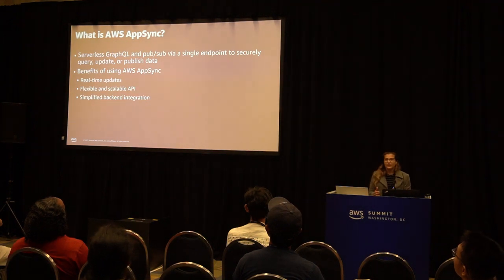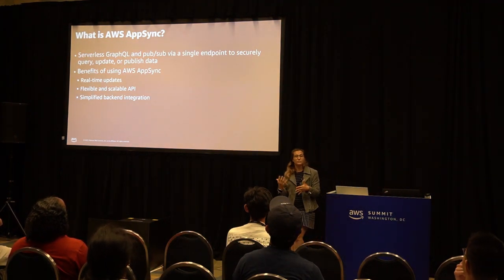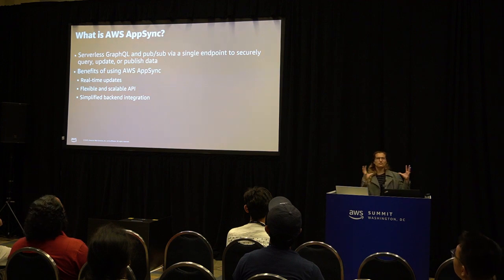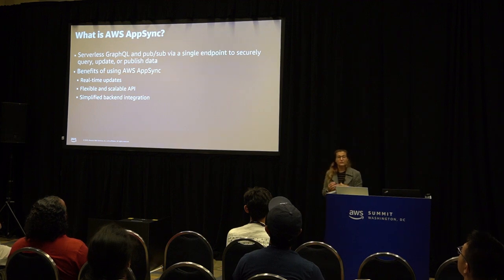AWS AppSync creates a serverless GraphQL API, with pub/sub as well. It's an API that simplifies our application development and abstracts the GraphQL server. So you don't need to worry about the GraphQL server. It's a single endpoint that you can securely query, update, and publish data.